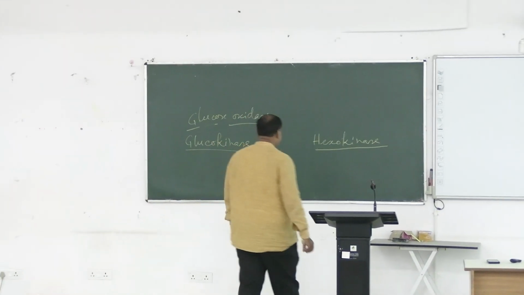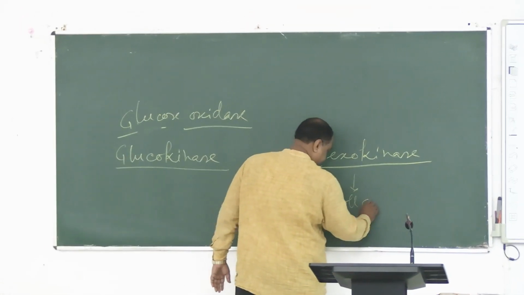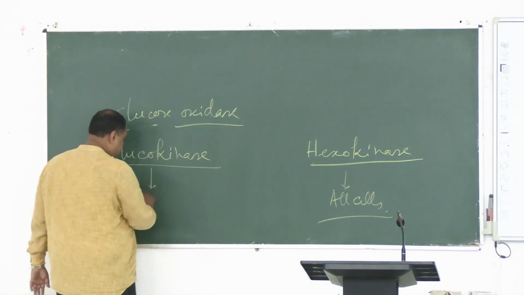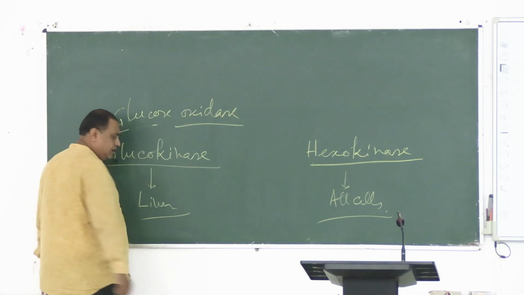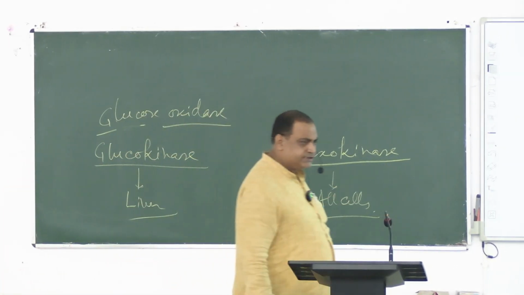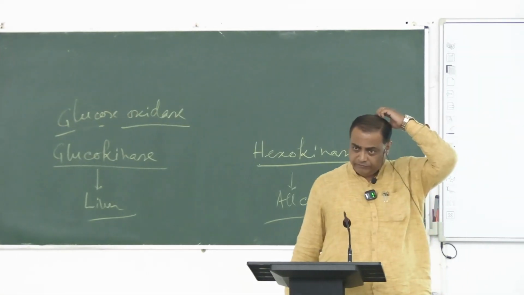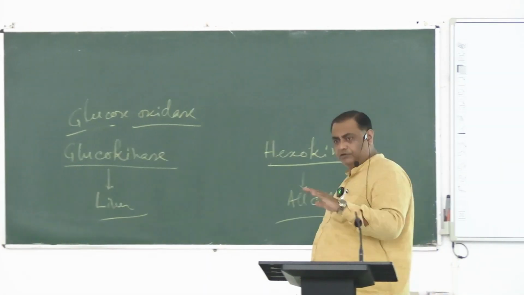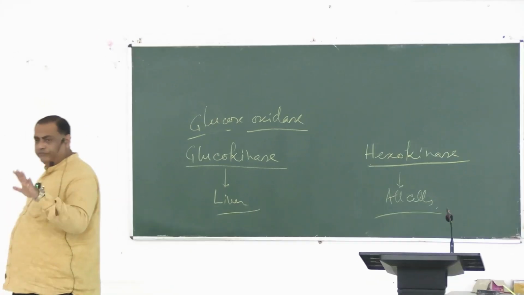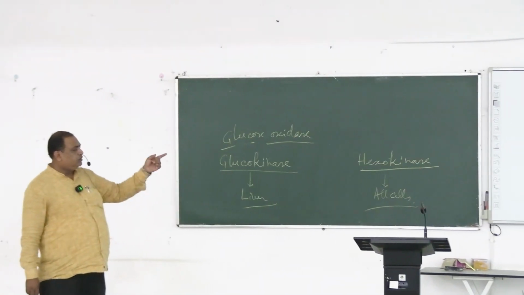And what is the fallacy? See, hexokinase is present in all cells. I am talking about the human body only. And glucokinase is present only in the liver. Actually, glucokinase is the type 4 isoform of hexokinase. Hexokinase has 4 types. Type 4 is nothing but glucokinase. Right? So they have different functions in different organs. Right? Bond or linkage specificity.